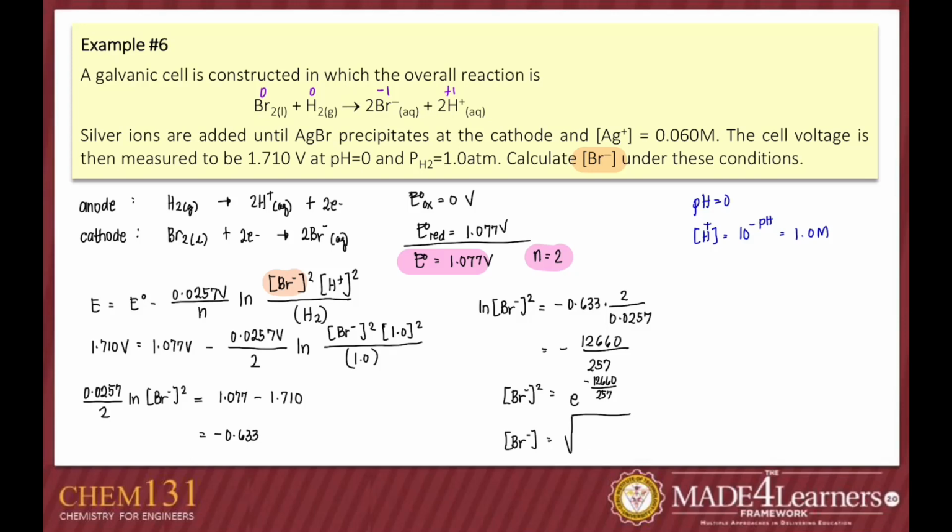So that's the square root of e to the power of negative 12660 over 257, which gives us an answer of 2.0099 times 10 to the negative 11 molars. So it's really small. So this is the bromide ion concentration. It's really small.